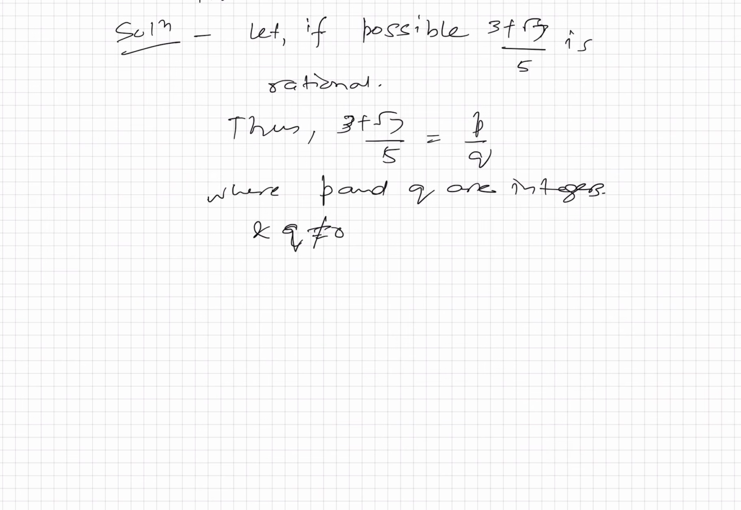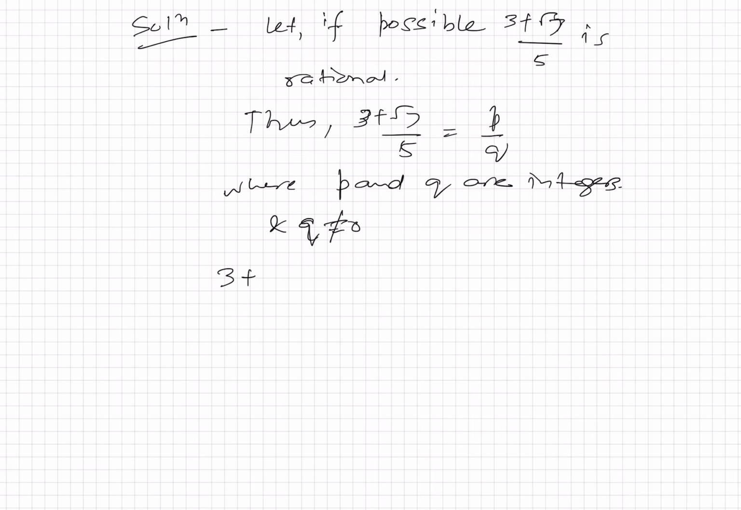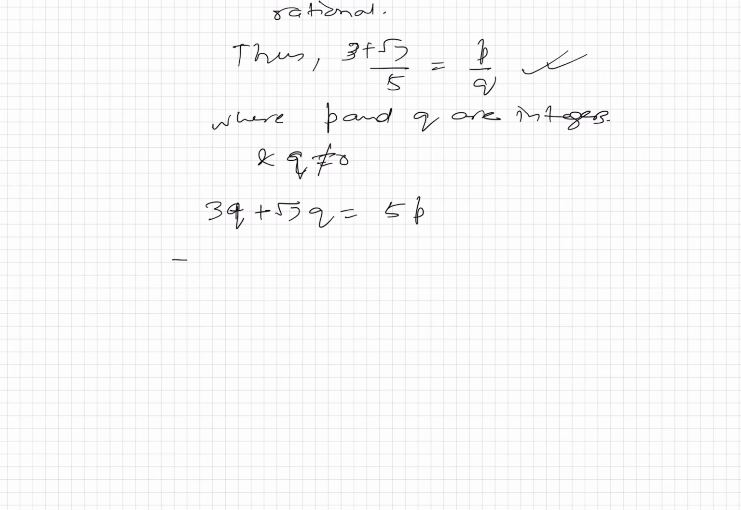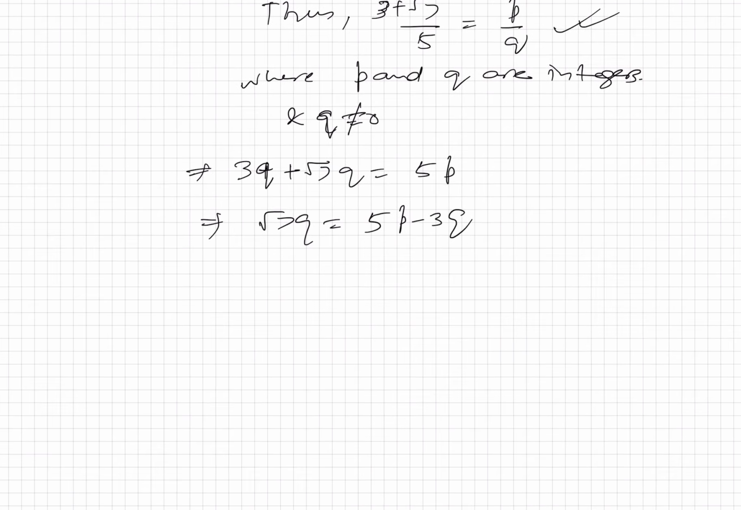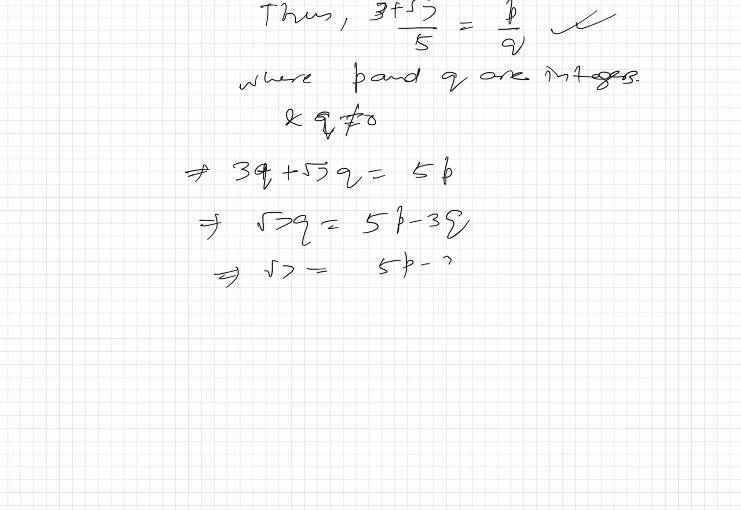Okay, then by cross multiplication we will get 3Q plus root 7Q is equal to 5P. In this equation, this will give root 7Q is equal to 5P minus 3Q, or root 7 is equal to (5P minus 3Q) by Q.